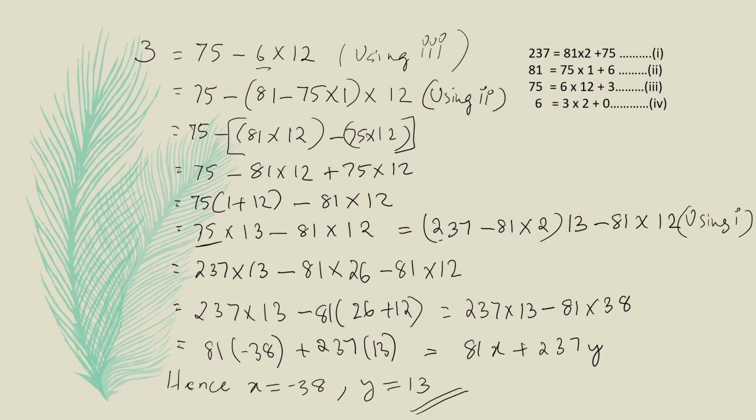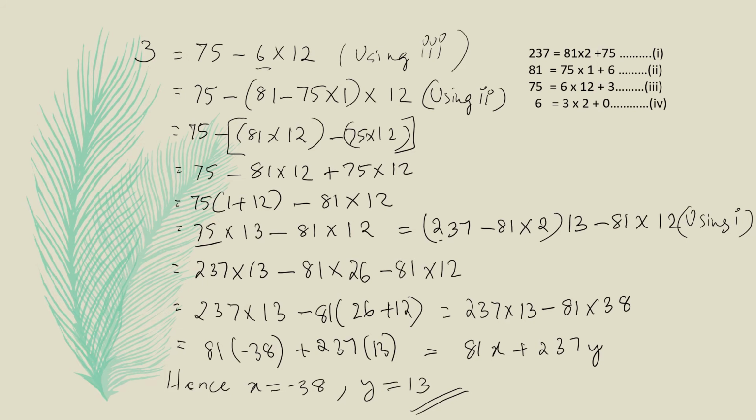In the next step, again 6 is substituted, as given in equation 2. Instead of 6, you can substitute 81 minus 75 into 1. Now in the next step you open the bracket, that means 81 into 12 and then minus 75 into 12, and make sure that you put it in a square bracket so that you do not get confused with the minus sign. In the next step, we open the bracket, that means multiply with the negative. So minus into 81 into 12 is minus 81 into 12, and minus of minus becomes plus, and that is how you get plus 75 into 12.